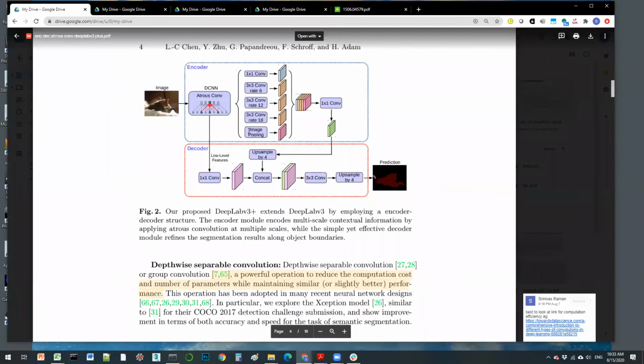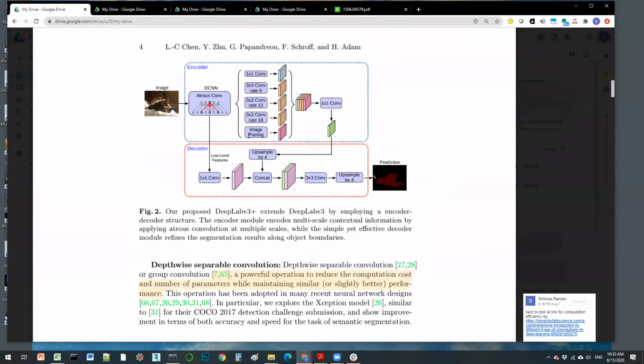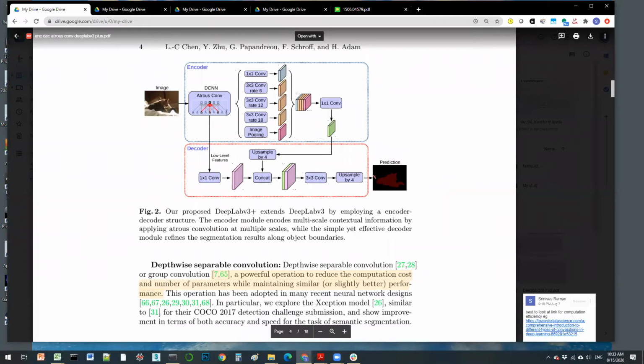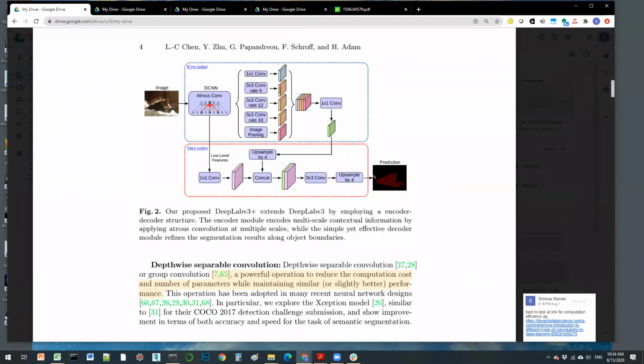So the key being that in this case, you're trying to get it by different rates, but you ensure that you have the full image's context by doing the image pooling, which is pooling at the full image of H by W at this rate, and then including that as a concatenation.